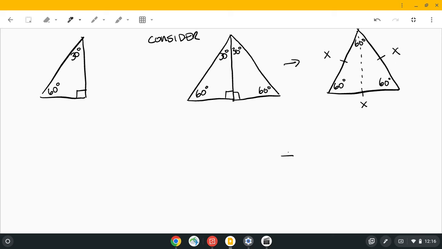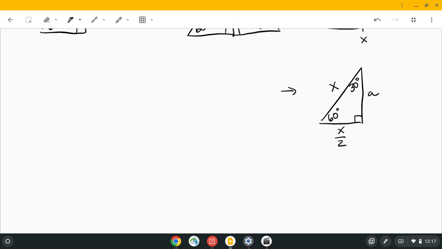Okay, so now we're going to bring it back to the single 30, 60, 90. Okay, well, this side is still x, and this side is now cut in half, so this is x over 2. And this side, I don't know what that is, so I'm going to call it a. Right?